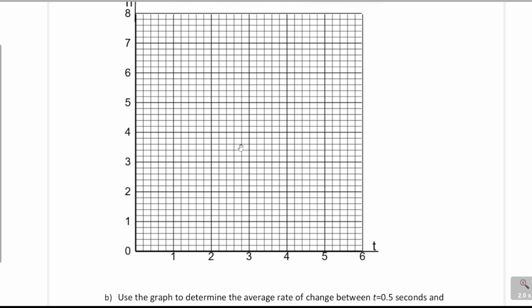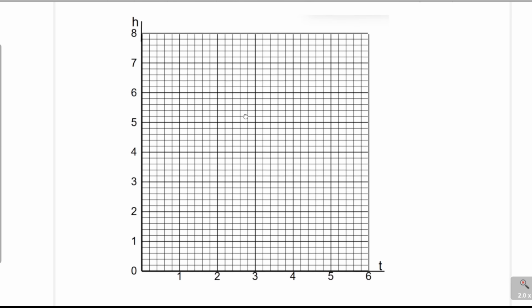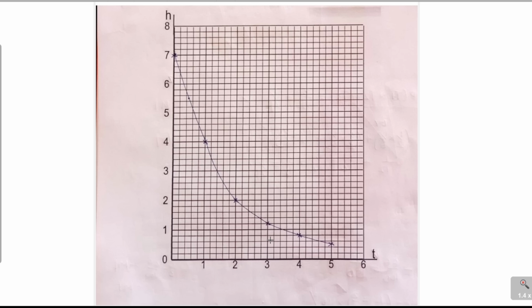For the y-axis, 1 centimeter represents 1, and then one small square will represent 0.2. You just need to divide 1 by 5, so 0.2, one small square for both axes. Once you know that, you only need to plot. Once you plot, this is what you're going to have when you plot those values.